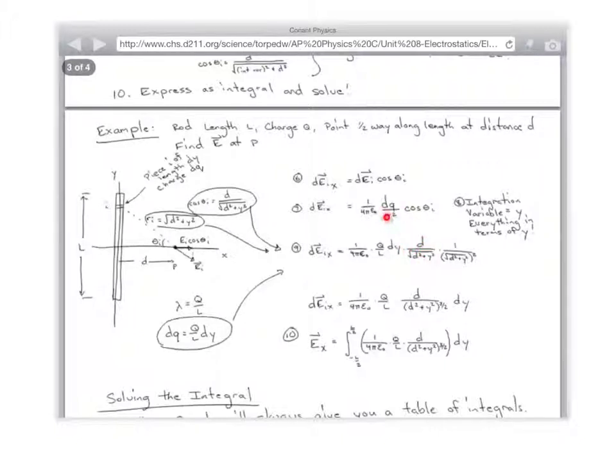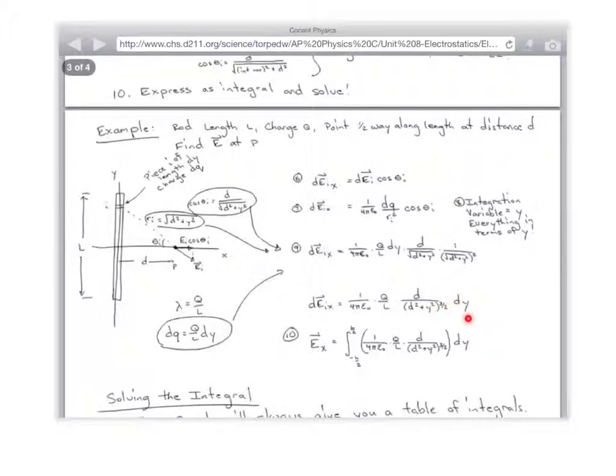And then lastly, we got to get rid of this r squared. Well, r is square root of d squared plus y squared, so r squared is that whole thing squared. So we've gotten rid of the dq, the r squared, and the cosine. That makes sense? Now all we have is a bunch of constants, and what's our variable? Y. So we've got a dy, a y squared there, and a y squared there. So the resulting integral is kq over L times d over (d squared plus y squared) to the 3/2.